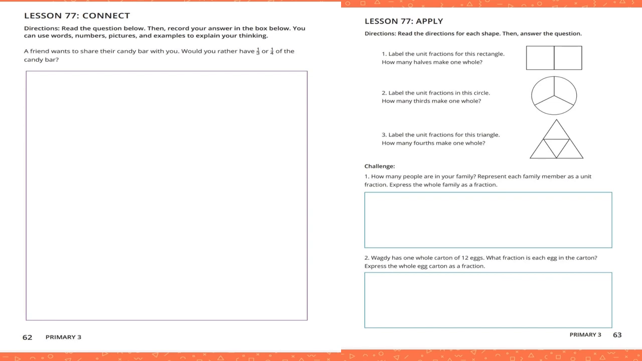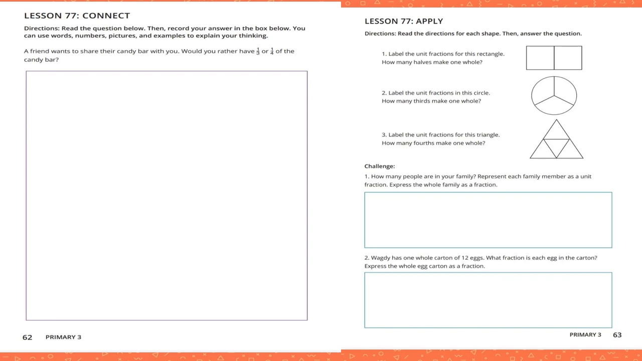Lesson 77, the connect part. Read the question below, then record your answer. A friend wants to share their candy bar with you. Would you rather have a third or a fourth of the candy bar? Here he wants to ask you: if you like the candy bar, you will take the biggest, and if you don't like it, you will take the smallest. So here we have a third and a fourth. Which is bigger and which is smaller?